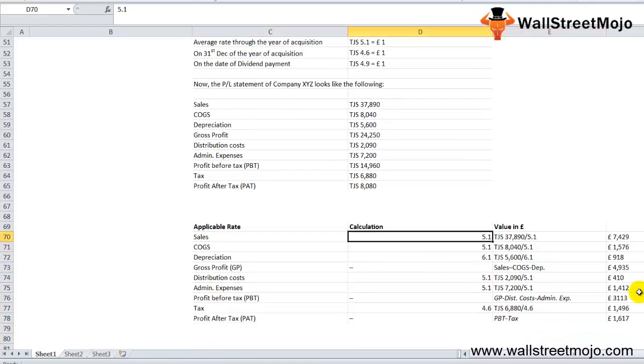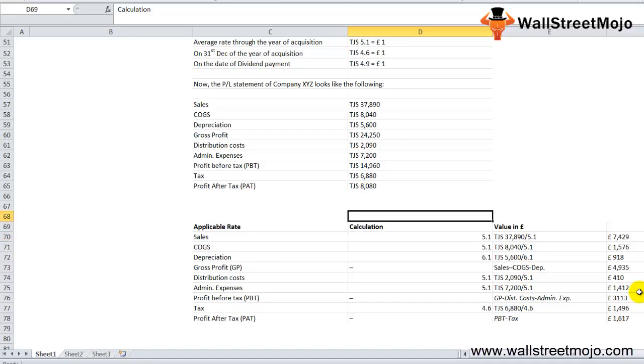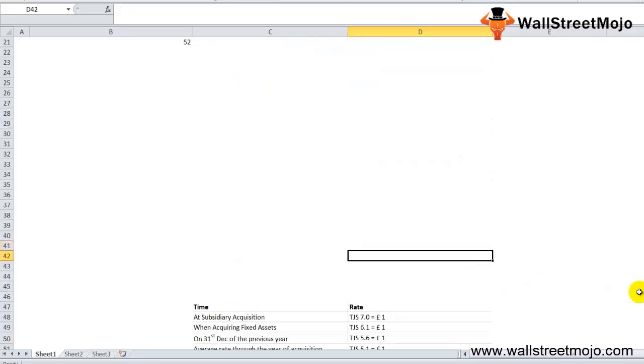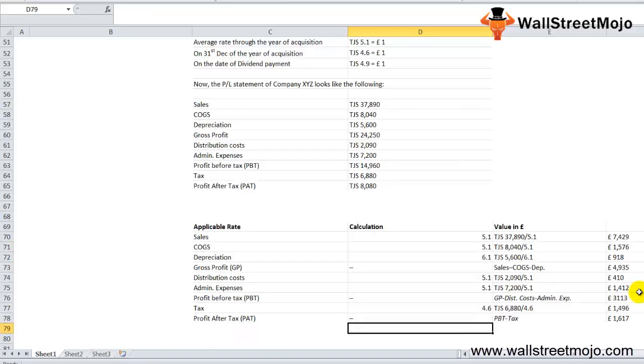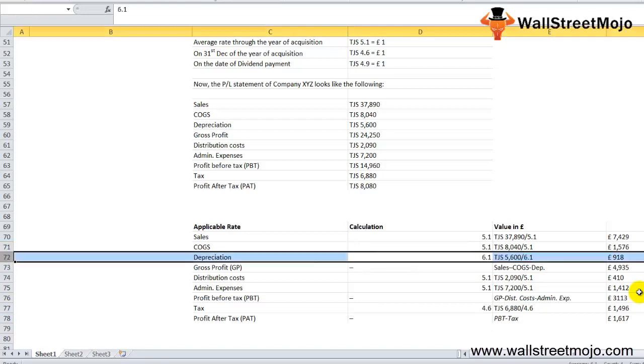So the sales will be recorded over here at the average rate. Cost of goods sold again at the average rate. Now for depreciation, we will take the rate from when the asset was acquired. That is the rate that should be taken.